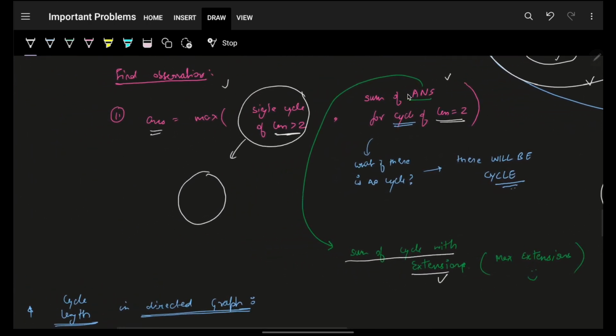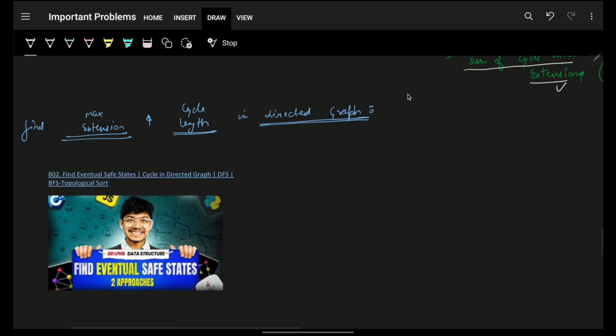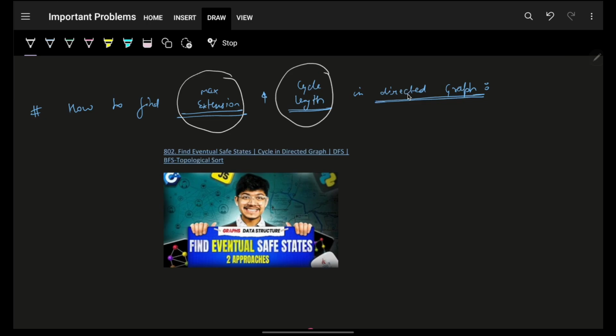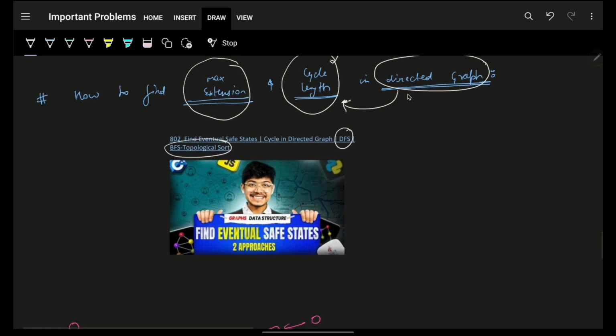Now you have a logical idea. Let's see how you will find the actual values, because the prime thing here is finding the extension length and finding the cycle length. Now, if it's a directed graph and you're talking about cycles, there are two ways to solve it: either via simple DFS or via Kahn's algorithm. Kahn's, K-A-H-N-S algorithm. The easiest one is BFS.